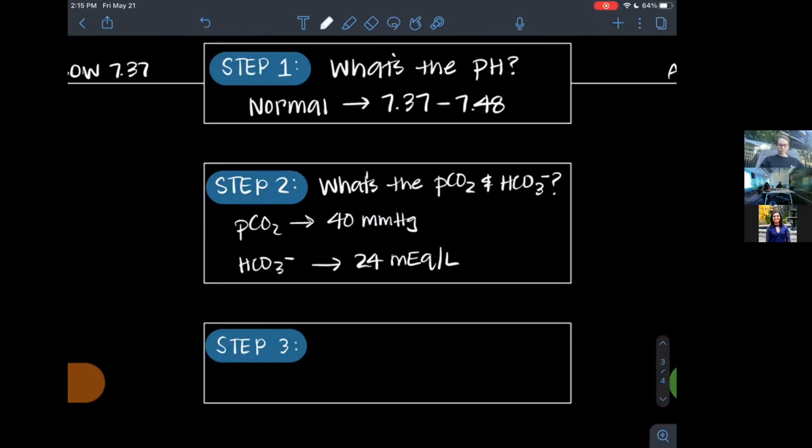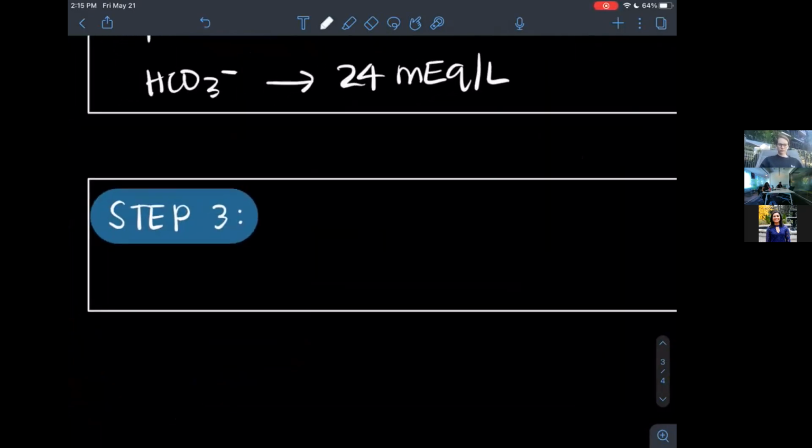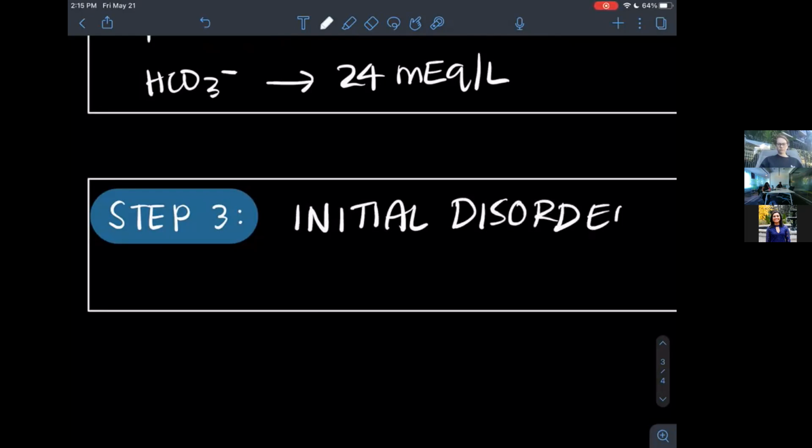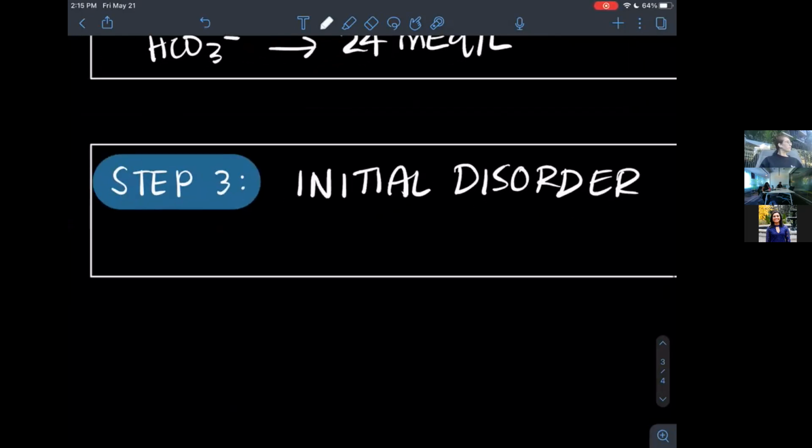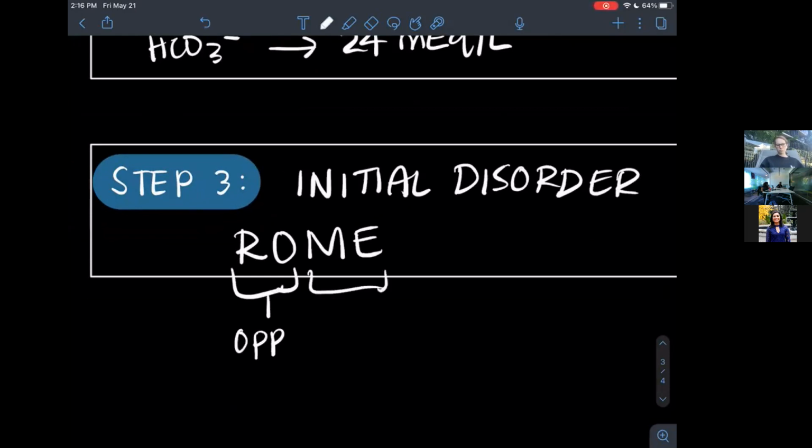We need to see what's high and what's low at this point. And with that, you're going to determine your initial disorder. So what is the initial problem? And what helps me here is thinking about ROME. Respiratory is going to be opposite, and metabolic is going to be equal.